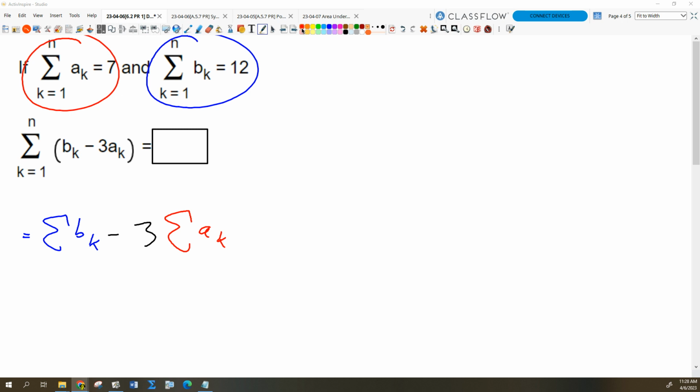So this is all about just understanding the properties of summations, right? And the important properties are, what are we doing? We're splitting it into two separate sums, and we're pulling that -3 or that 3 out in front of the second sum, okay? Does that make sense? Okay, so that's all this is about. So what do we get then? 12 minus 21 is what, -9? Okay, good.